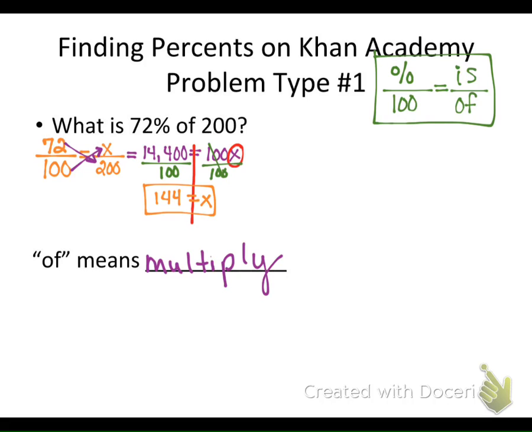So basically, this is your go-to proportion. All you have to determine is where you plug those numbers in, cross multiply, get a one-step equation, then solve. Okay, let's look at our next example problem here.